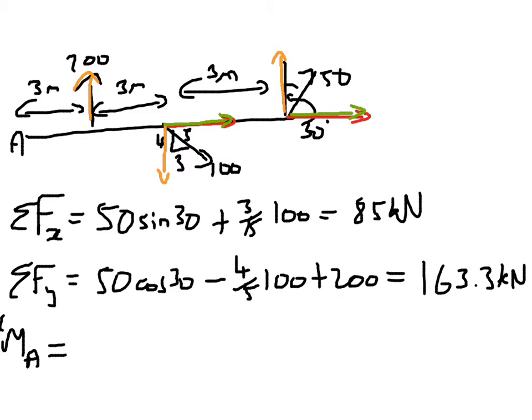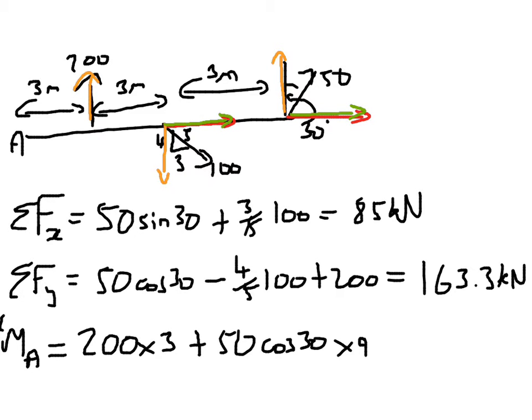My 200 kilonewtons is going to try and turn the beam anti-clockwise, so it's positive 200 times 3 meters. My 50 cosine 30 is also turning it anti-clockwise, so it's also positive, and that's 9 meters away. The 4/5 of 100 is going the opposite way.